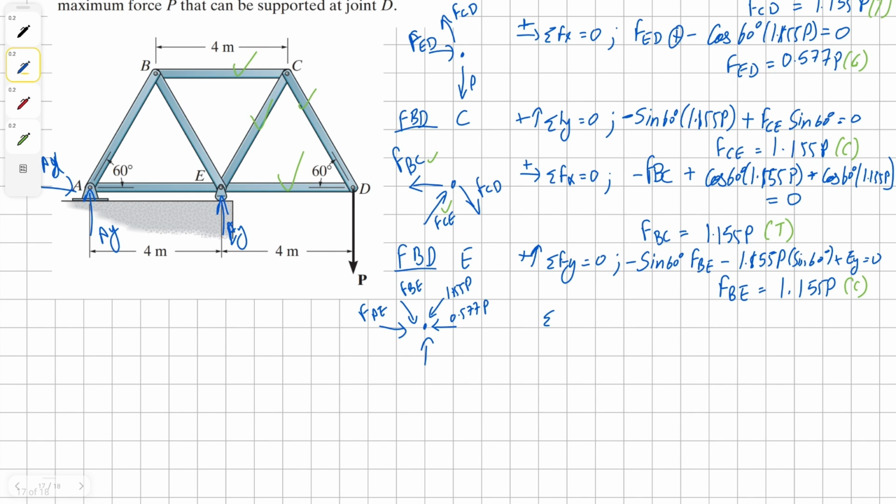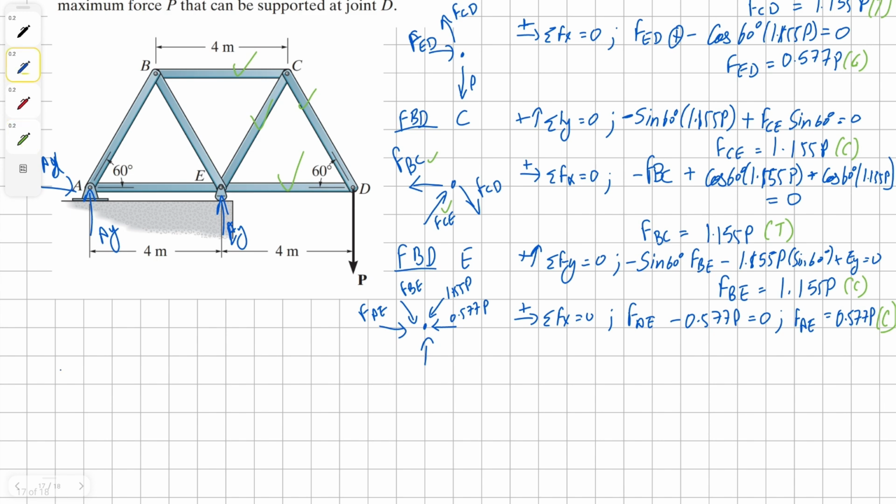Now the same idea once again for the horizontal direction. We're going to have horizontal components for force members BE and EC, which simply cancel out, so we don't even have to write them down here. And then we're left with 0.577P from member ED, all equals 0. Solving for EA, we get our solution as 0.577P. And this is in compression.